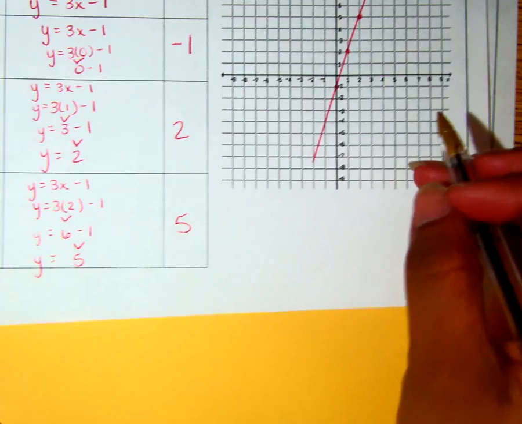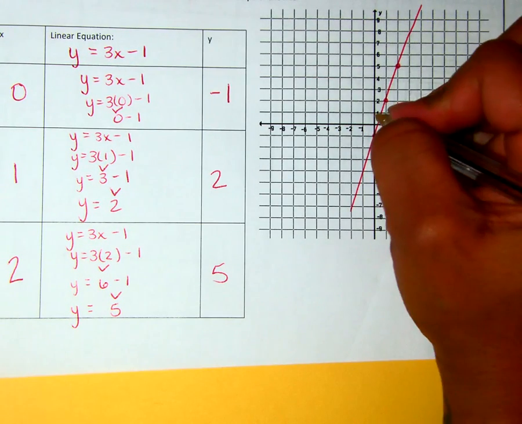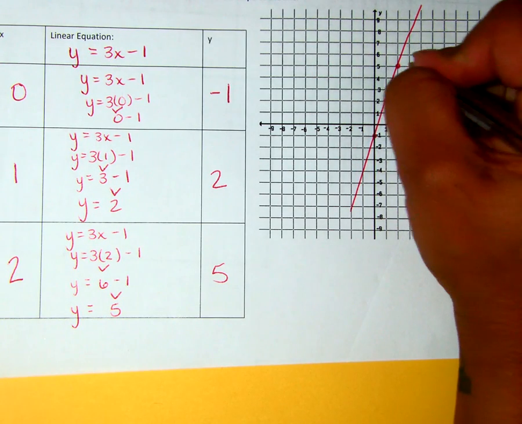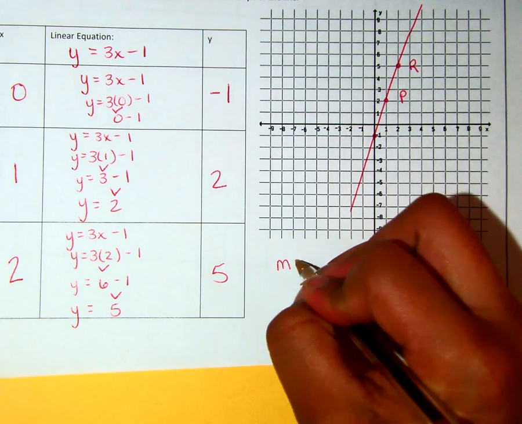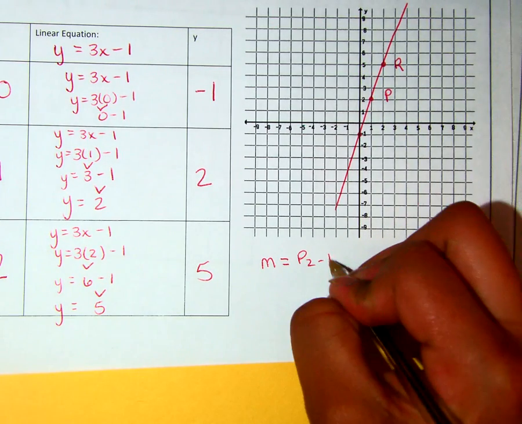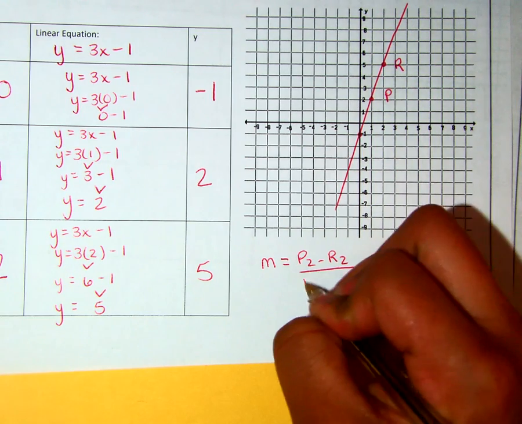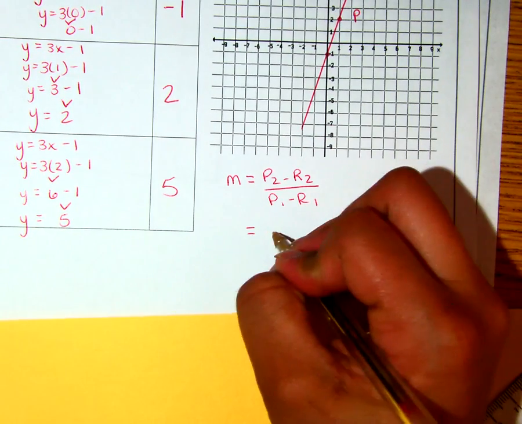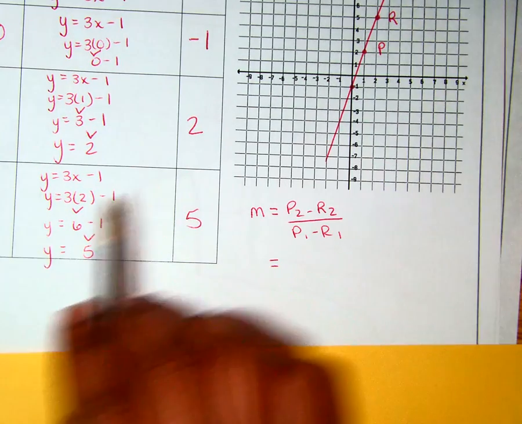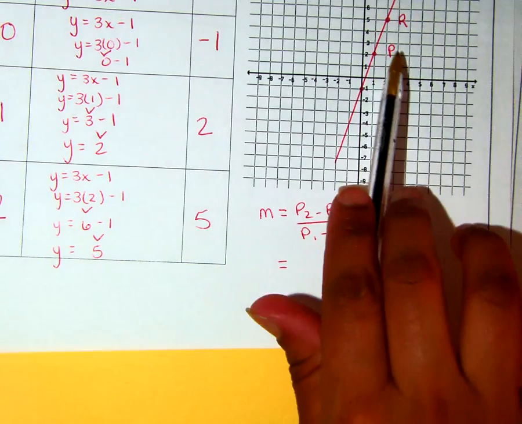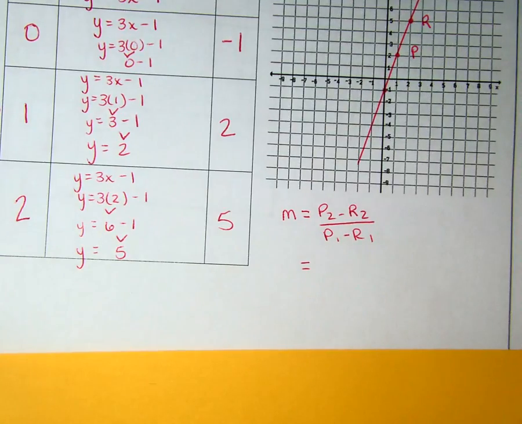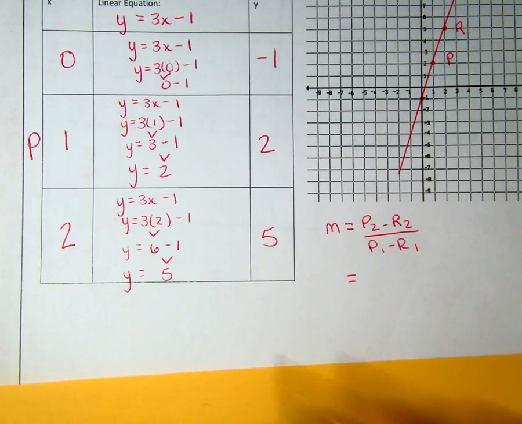Here I'm going to use a different method this time. I'm going to calculate. So let's say I label this as point P and this as point R. My formula to calculate slope is P2 minus R2 over P1 minus R1. I want to substitute what my values are. So I see that P, making this ordered pair be P. Sorry, you couldn't see my paper. And this ordered pair be R.